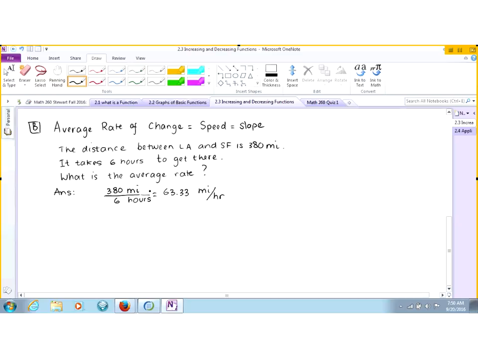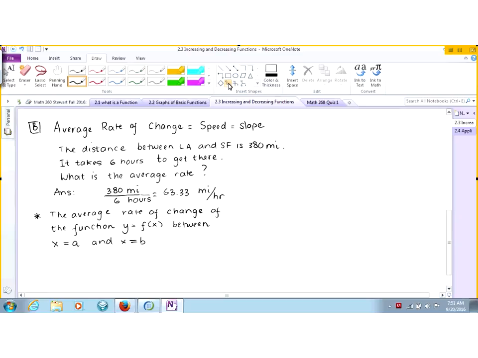Okay. What about the average rate of change of the function y equals f of x between x equals a and x equals b? So let's write that down. So what about the average rate of change of the function y equals f of x between x equals a and x equals b.